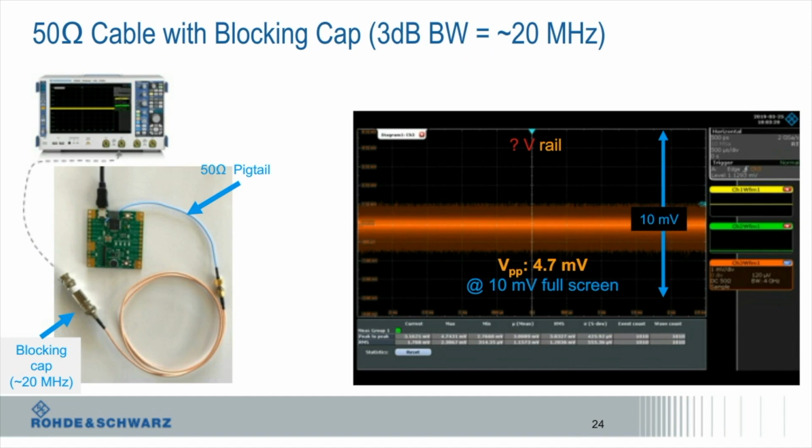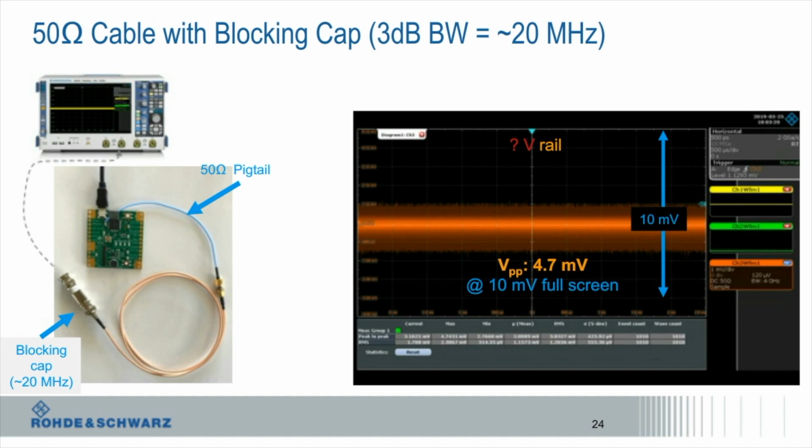Just like with AC coupling, a way to compensate for the lack of built-in oscilloscope offset in this technique is using a blocking cap. Again, it gets rid of the DC component and we can just measure the AC characteristics of the power rail. In this case, we're able to zoom in at 1 millivolt per division, so 10 millivolts full screen, and I get an amazing peak-to-peak measurement of 4.7 millivolts. This is by far the lowest reading we've had thus far. Is it correct?